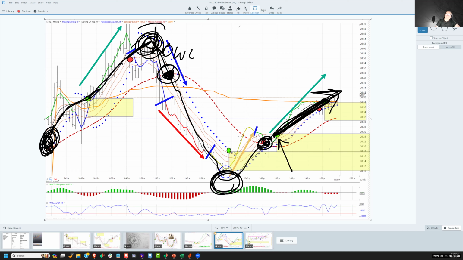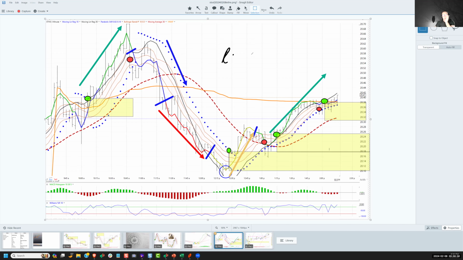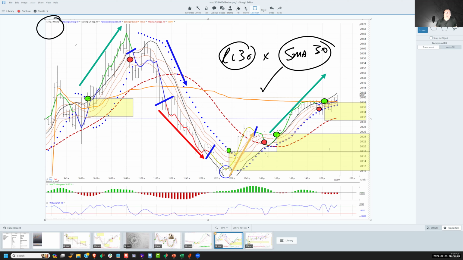So you can download this one from Patreon or take a screenshot when you rerun this. That RL30 crossing the SMA 30, which is the middle of the river, that's gold. Whether it's on 3-minute, 30-minute, daily, or 3-day.